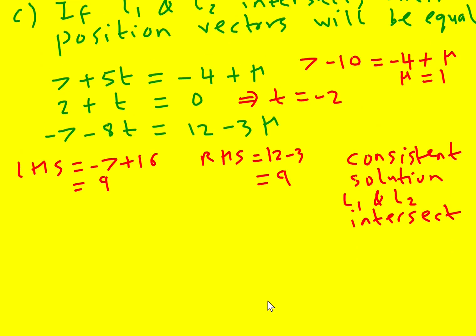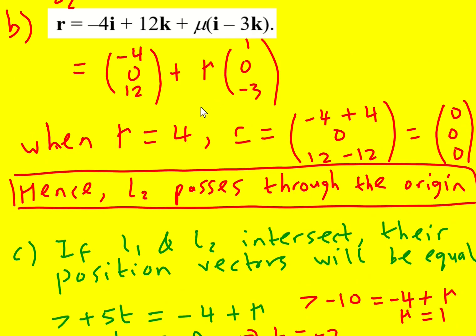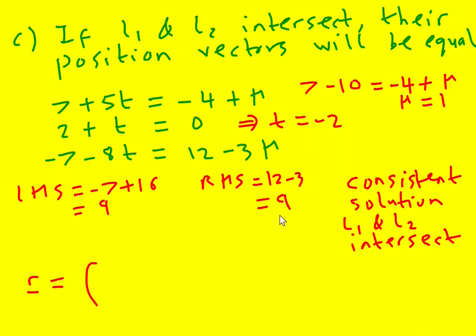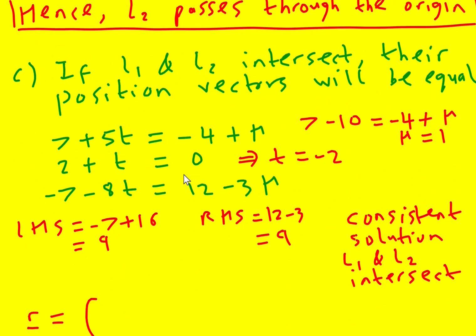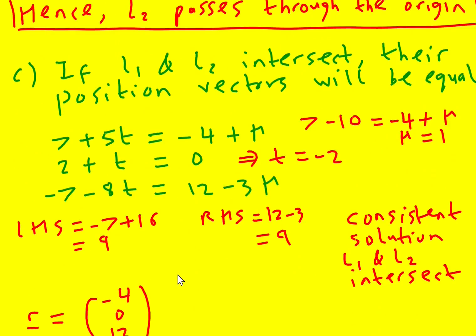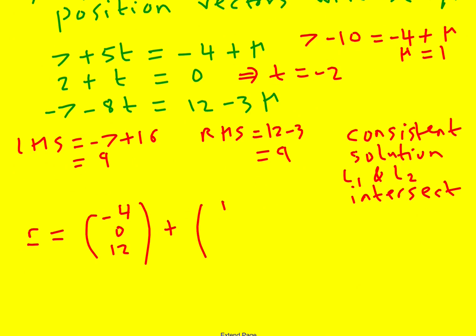And to find out where they intersect, we just need to substitute in for one of these. So mu equals 1 is going to be the easiest thing to substitute in. So we'll get (-4, 0, 12) plus 1 times (1, 0, -3), setting mu equal to 1, which gives me (-3, 0, 9). So I can say they intersect at this point, because technically that's a vector.